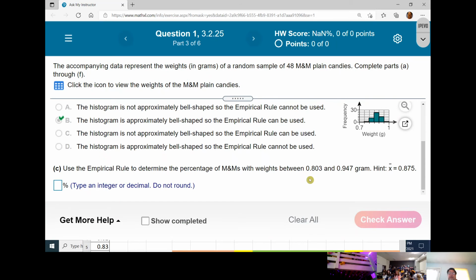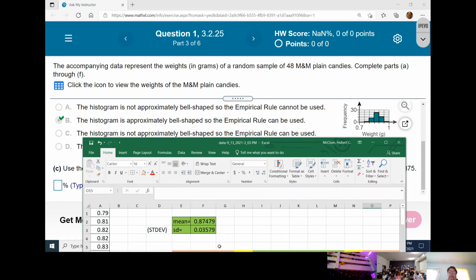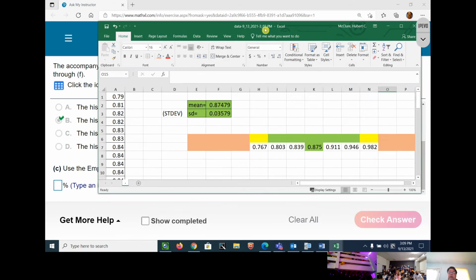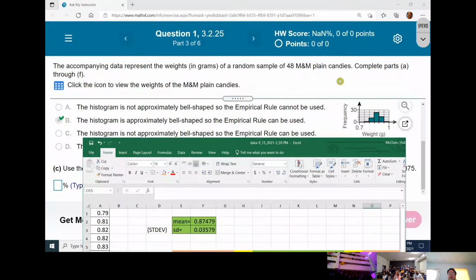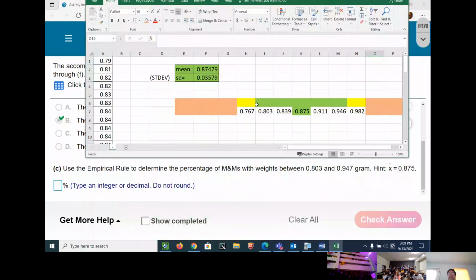Somebody tell me, using the empirical rule, what percentage will be between 0.803 and 0.947? So look at the empirical rule. 0.803 here and 0.947. 95%? Yes, sir. It's green, so it should be 95%.